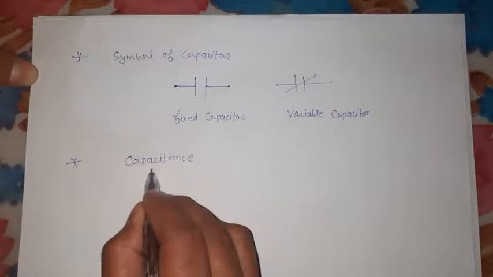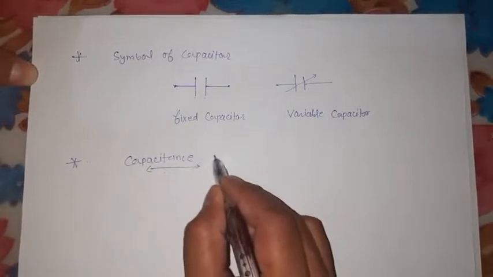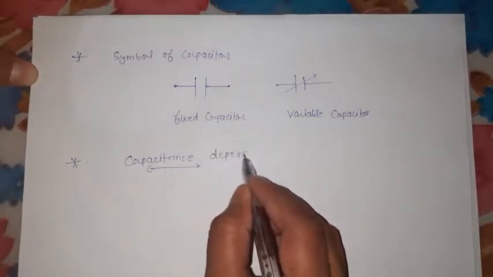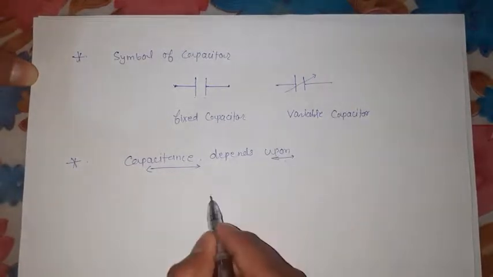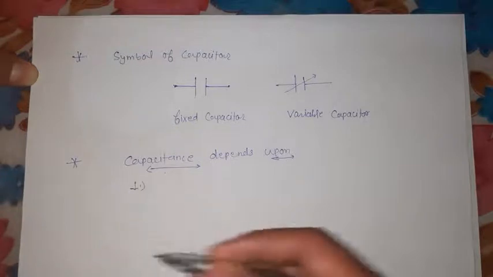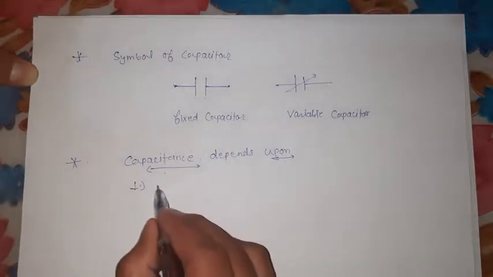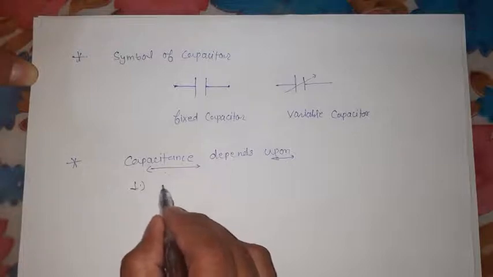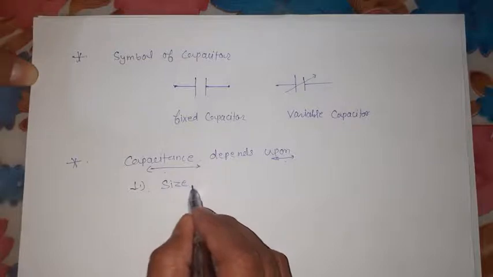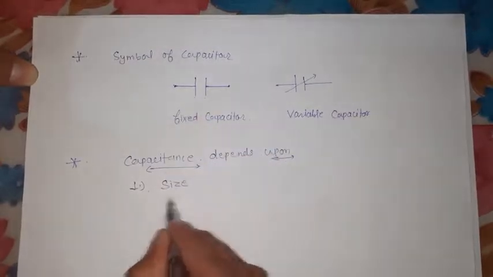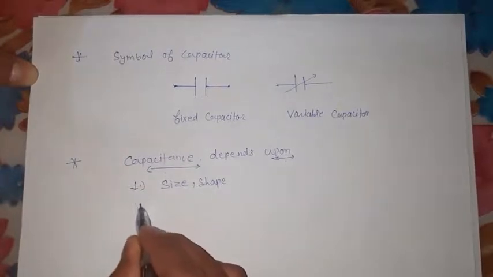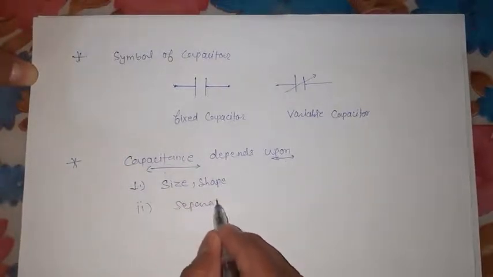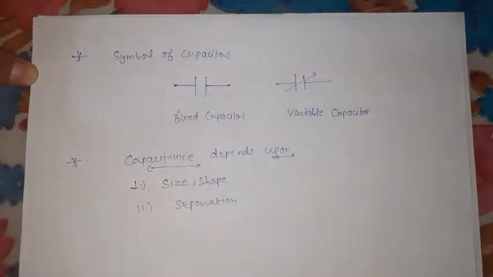Okay, now next, students, we are going to learn what factors capacitance depends upon. The first thing, and later in the derivation we will come to know, is that it depends upon the size of the capacitor, the shape and the separation. So these are the things on which capacitance depends.